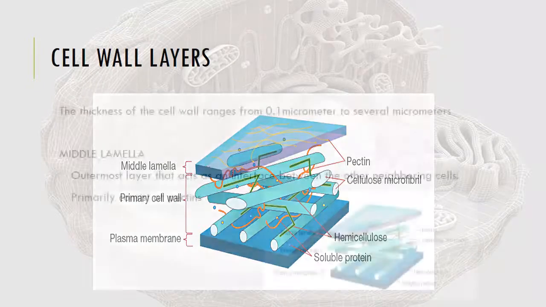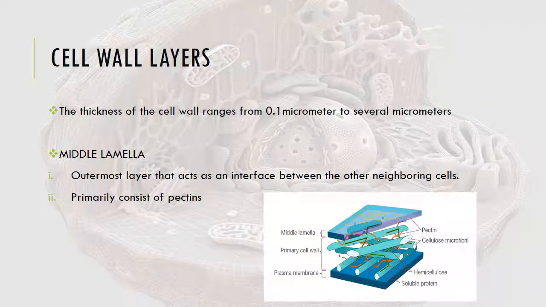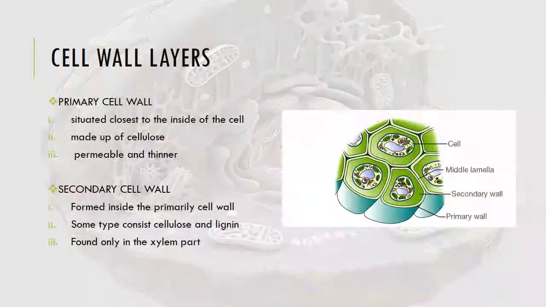Let's now talk about the cell wall layers. First of all, the thickness of the cell wall, all the layers included, ranges from about 0.1 micrometer to several micrometers. Too small, ain't it? Yet it has layers. First on the list is the middle lamella. The middle lamella is also the outermost layer, and it acts as an interface between the other neighboring cells and glues them together. This layer primarily consists of pectins, and if you want to know what pectins are, they're simply carbohydrates.